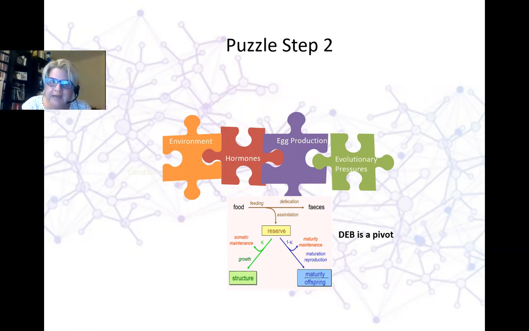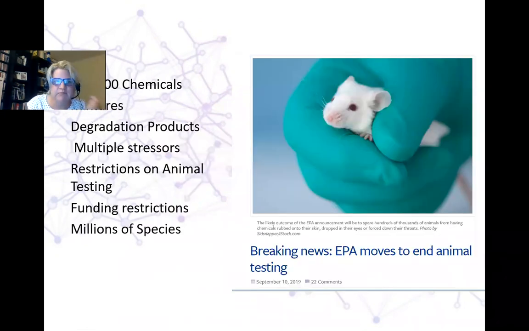And I just want to bring you back to the scope of the problem. There's 86,000 chemicals. We have mixtures, we have degradation products, multiple stressors. There's increasing restrictions on animal testing. The FDA recently, in 2019, said it is going to get rid of animal testing, essentially. We have funding restrictions, and we have millions of species to deal with, right? So there's a lot to be done and a lot to explore with these linkages.